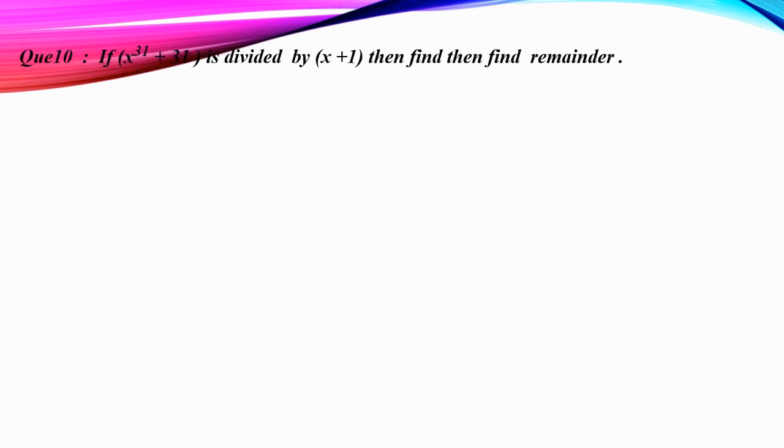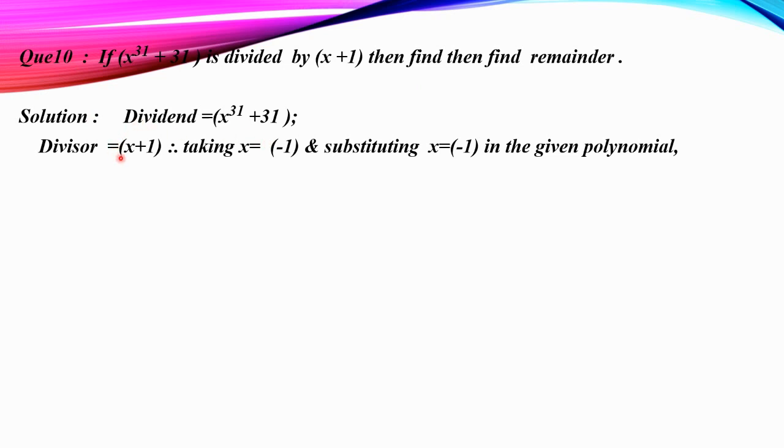Question number 10. If x raised to power 31 plus 31 is divided by x plus 1, then find the remainder. Here the dividend is x raised to power 31 plus 31. Divisor is x plus 1. Therefore, we will take the opposite of plus 1 as minus 1 and substituting x is equal to minus 1 in the given polynomial.